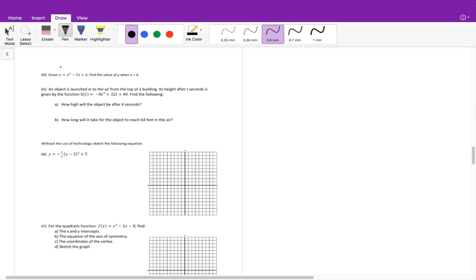All right, I'm not going to do 64. When you are given x and you're asked to solve for y, you just substitute x in.